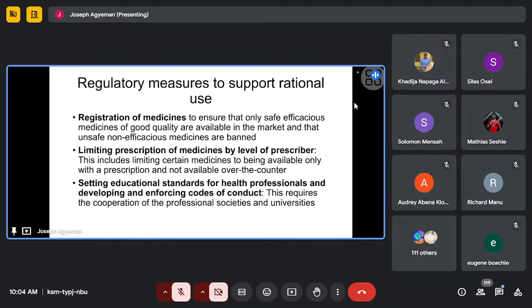Then setting educational standards for health professionals and developing and enforcing codes of standards. Yes. So in your practice, Pharmacy Council, they have a rule. When it comes to the type of programs or courses that you read, your educational institutions always collaborate with Pharmacy Council. If not, and you, the educational institution, do your own thing, at the end of the day, Pharmacy Council will tell you that your students are not up to the level that they need, and therefore they cannot register them to become pharmacists.